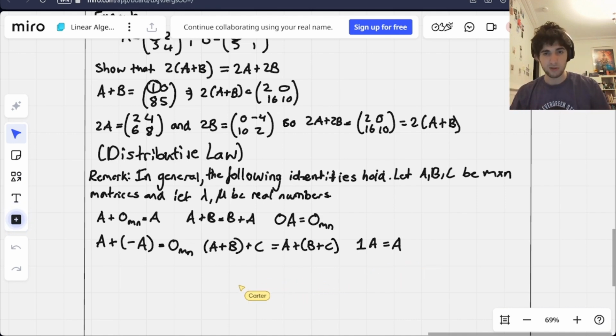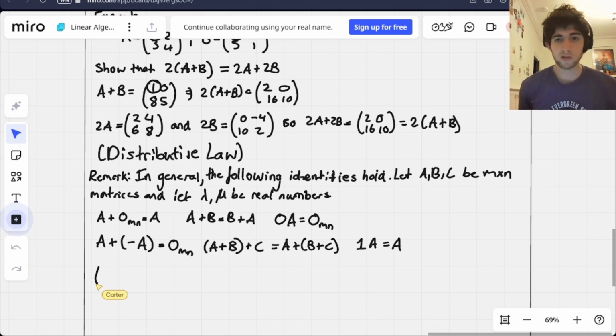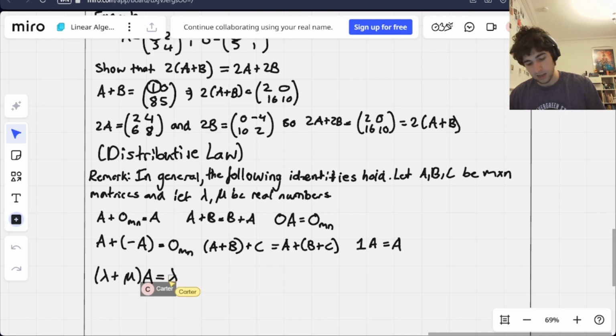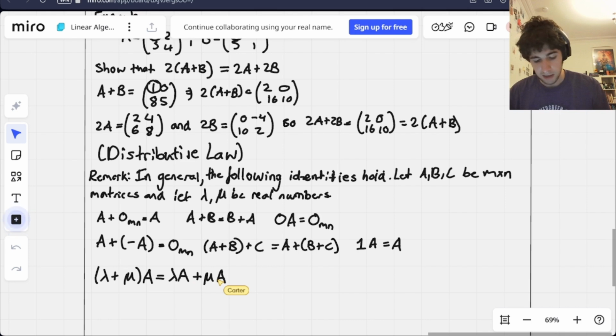And then we also have, this is the distributive law. Well, actually no, this is another form of the distributive law, which effectively says that if I have two real numbers, lambda and mu, then lambda plus mu multiplied by my matrix A is going to be the same thing as me multiplying my matrix A by lambda, and then adding that to my matrix A multiplied by mu.